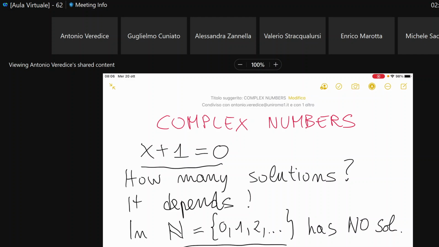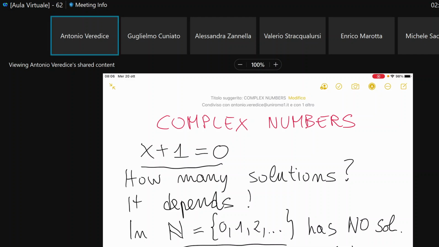In Z, as your colleague said before, where by Z I mean the set of natural numbers along with the negative numbers, so 0, 1, but we also have -1, 2, -2, 3, -3, and so on, it has one solution. Okay, the solution x equals -1. Are you okay with this?